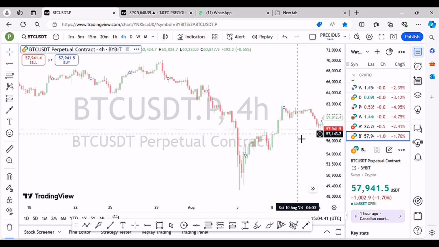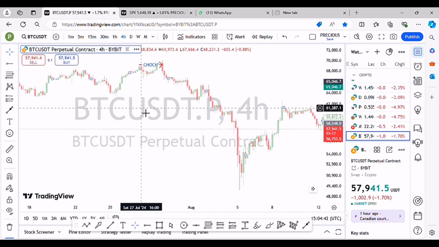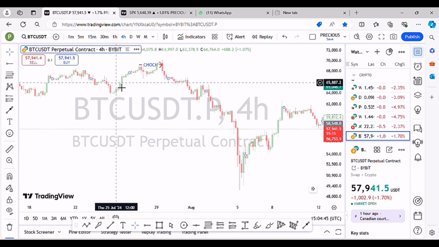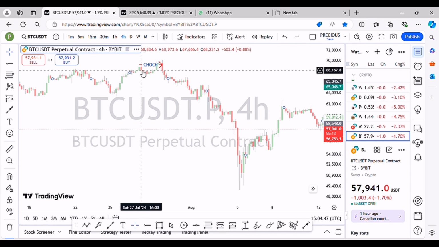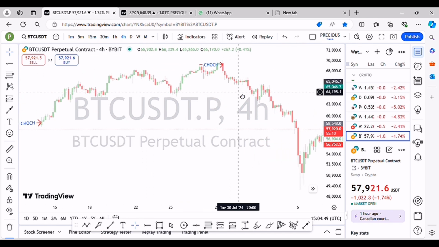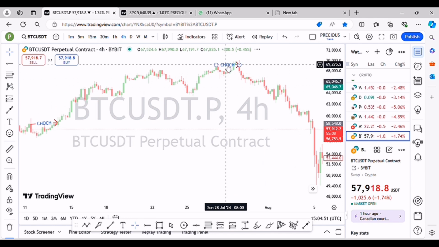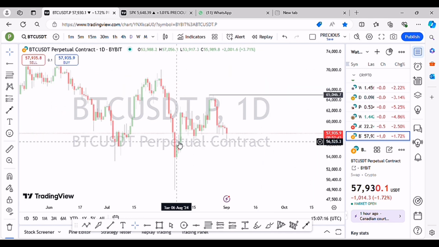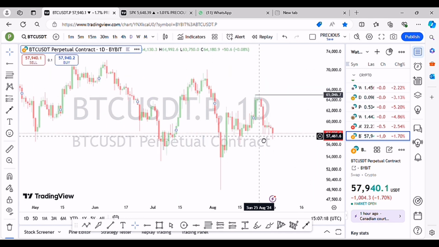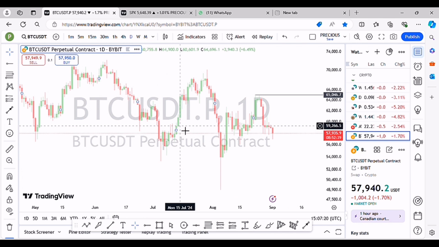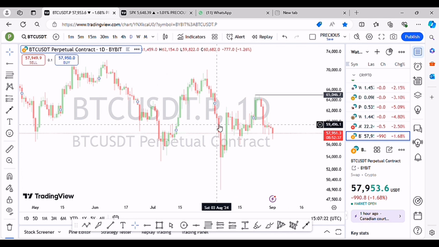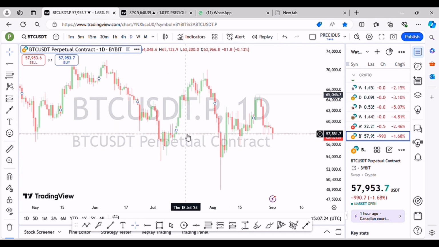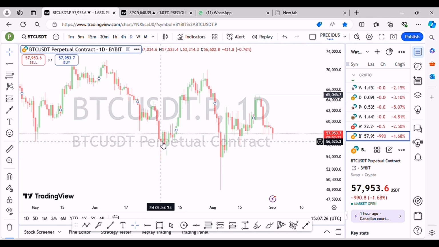So let's see. Okay, this is how it's looking. I marked this before, this change of character, but let's just remove everything and have a clean chart to work on, right? Sounds great. So I'll just take everything out, and then we can work on this clean chart.